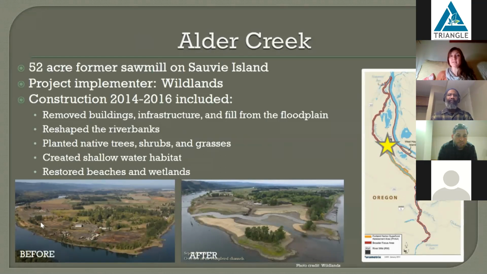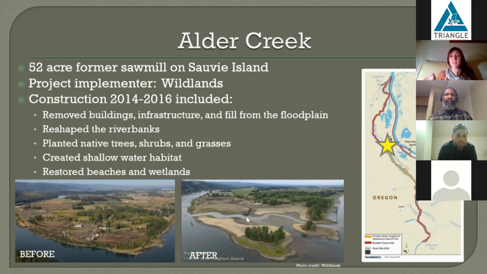It was the site of a former sawmill on the southern tip of Sauvie Island. This project has been implemented by Wildlands, that's the name of the company. What they did was remove buildings and other infrastructure that were on the site, some of which you can see in that before photo on the left-hand side of the screen. They also removed, I think, about 300,000 cubic yards of fill, mainly wood chips, from the floodplain. And in support of doing that, they then excavated these side channels that you can see in the after photo on the right-hand side.